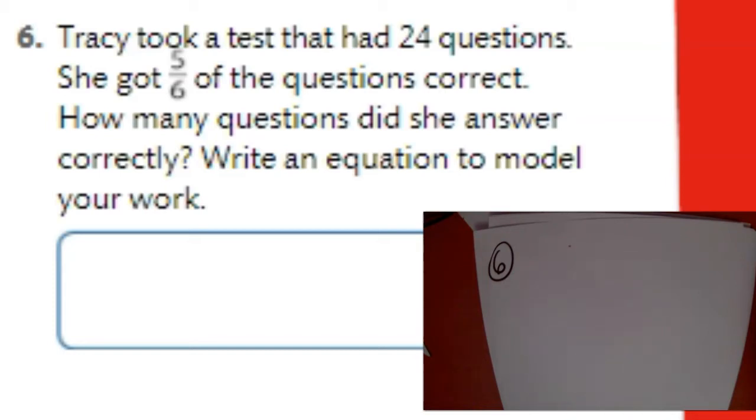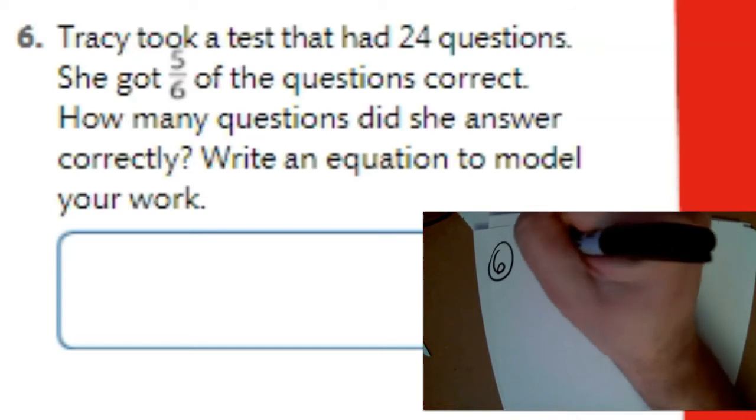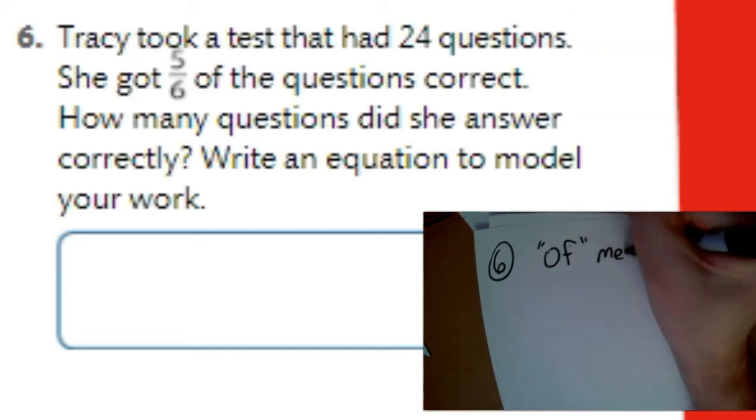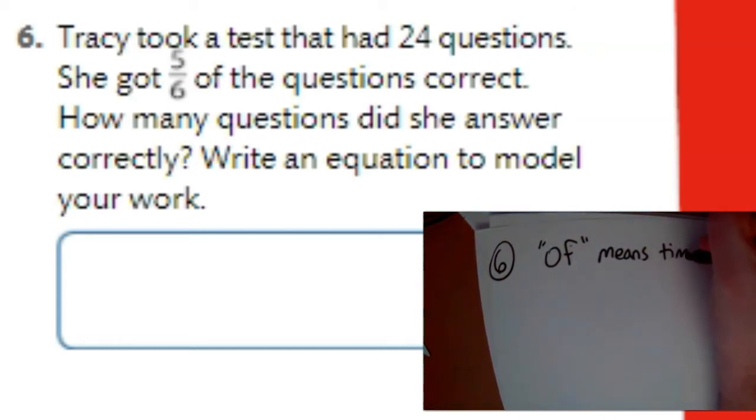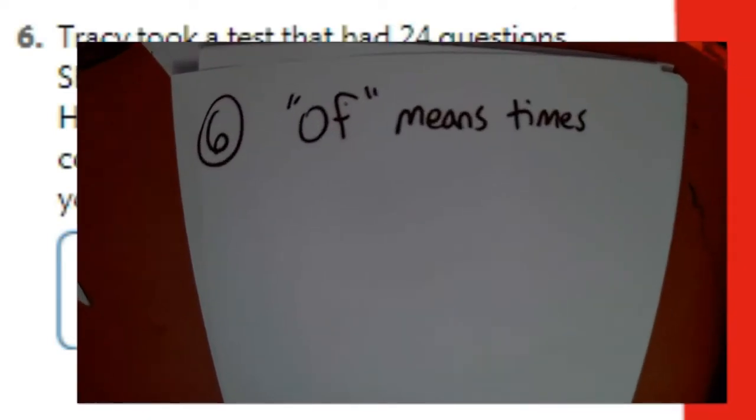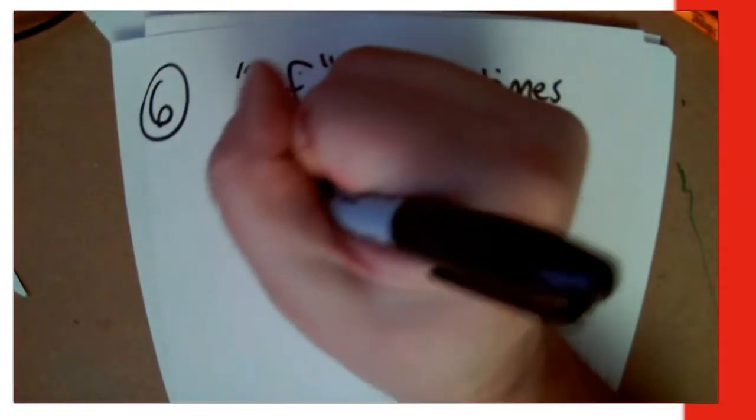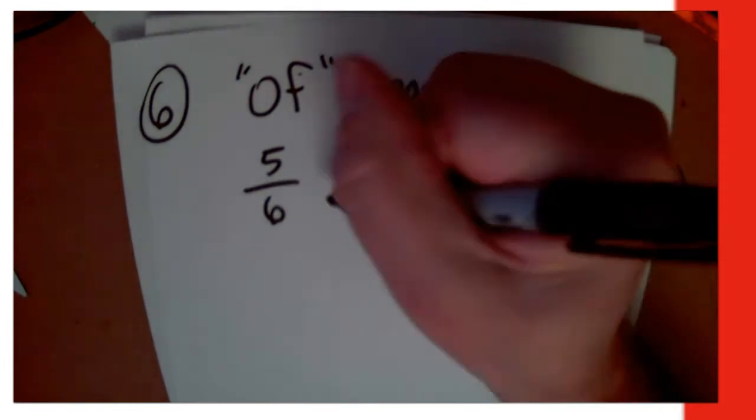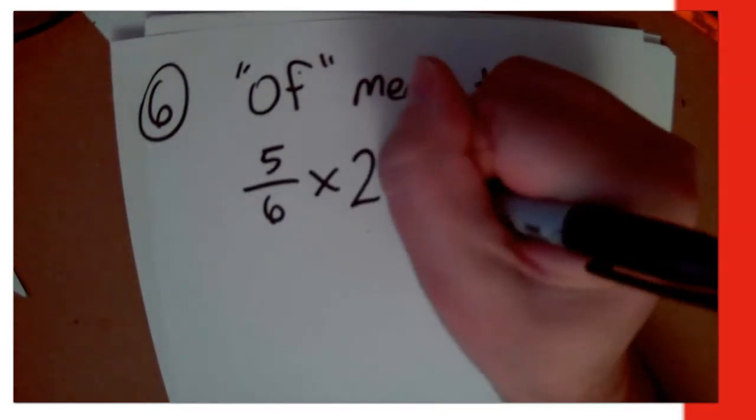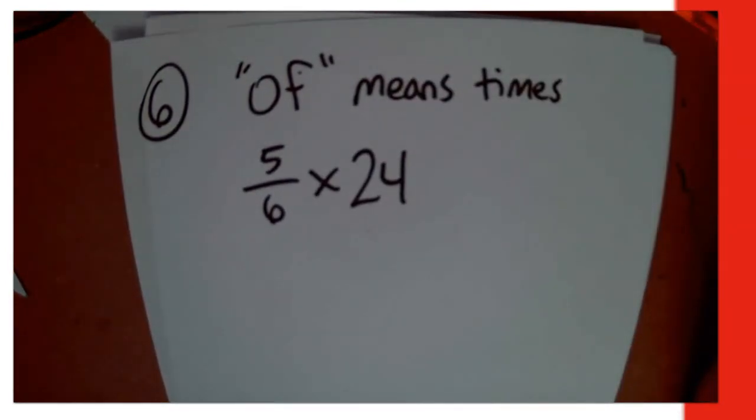All right, so let's think about this. She got 5/6 of the 24 questions correct. Remember, of means times. Lock that phrase in your brain. So we're saying that she got 5/6 of the 24 correct. That's 5/6 times the 24. So there's our expression, 5/6 times 24.